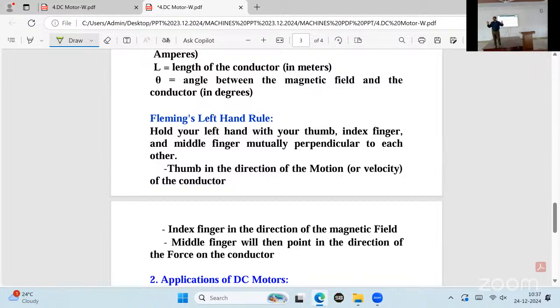Final conclusion: the armature will rotate. Whether it rotates clockwise or anti-clockwise, what rule do we have to apply? Fleming's left-hand rule. All should be 90 degrees, 90, 90, 90. From this, we have to know two conditions. What are the two conditions?